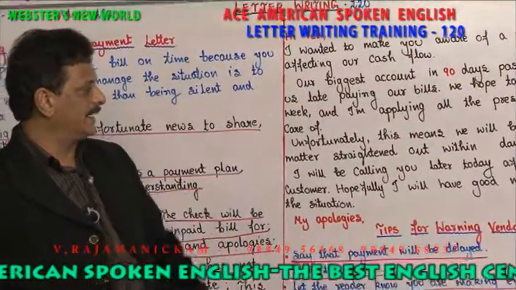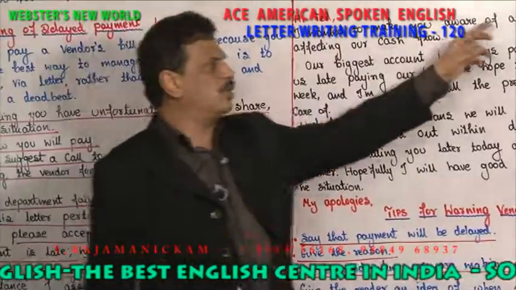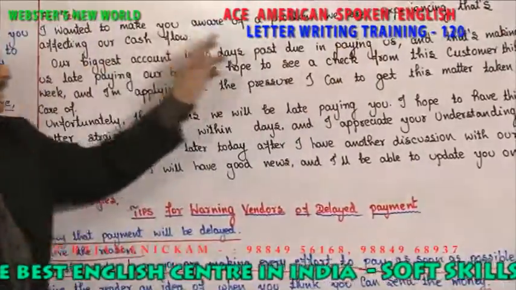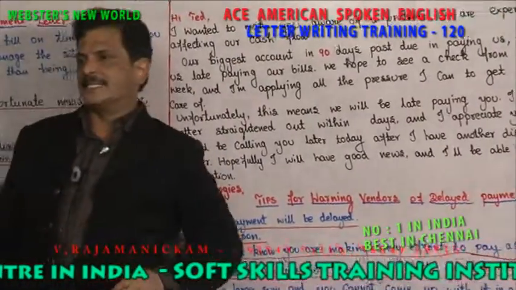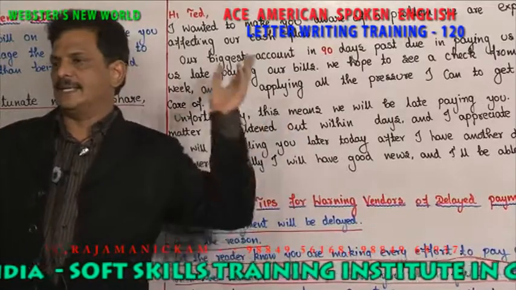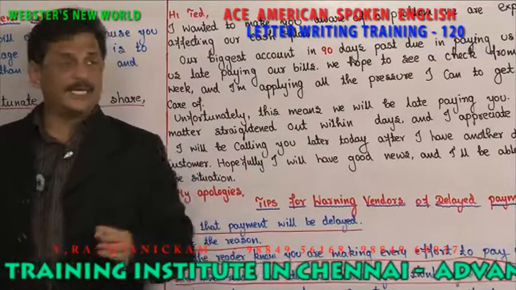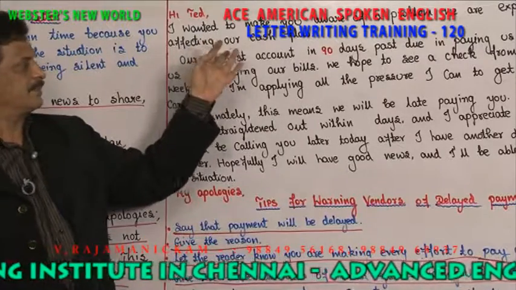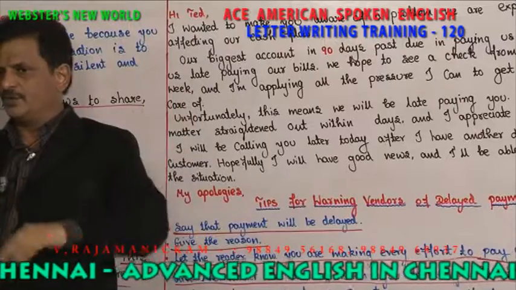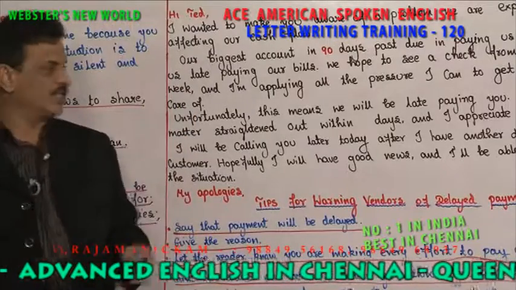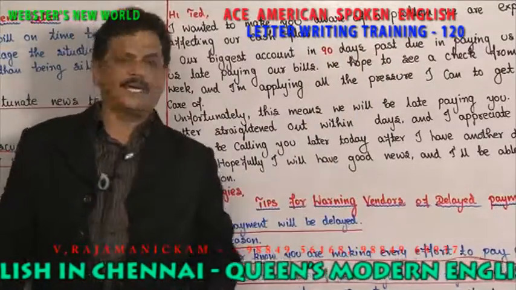See, one letter is there. Hey Ted, I wanted to make you aware of a problem we are experiencing that is affecting our cash flow. So Ted is the supplier, and the consumer writes a letter to Ted. He is not able to pay, so he writes to Ted saying that we are experiencing a cash flow problem. No cash flow is there. No money circulation is there. Our biggest account is 90 days past due in paying us, right?